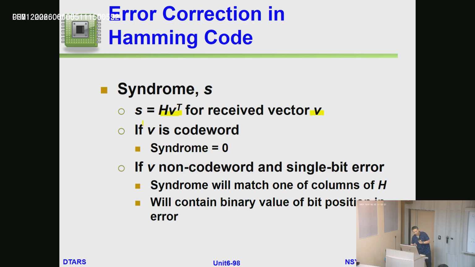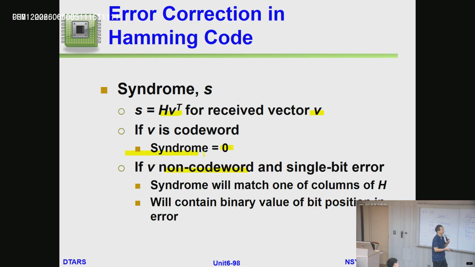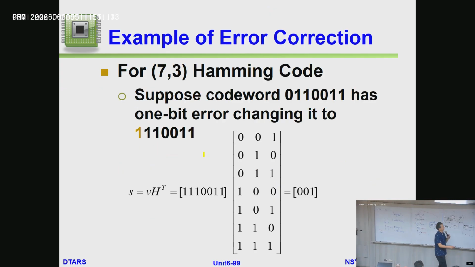If V is a code word, then this S must be 0. So this is the correct result. If this output is not 0, then we say it is a non-code word. Then we will try to check what your syndrome is, and then try to find where the error is. Okay, so let me give you this example.